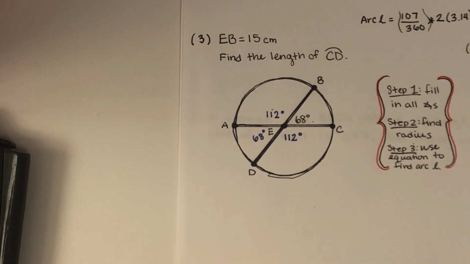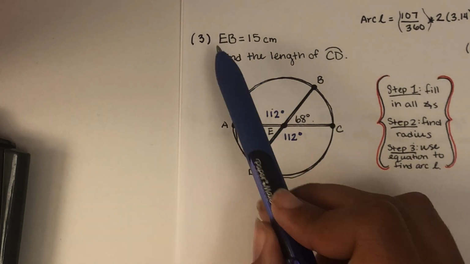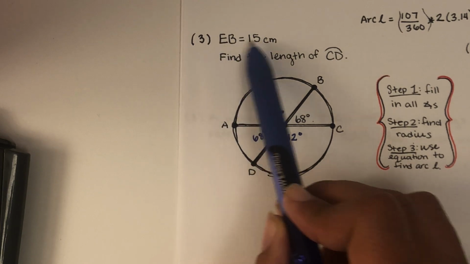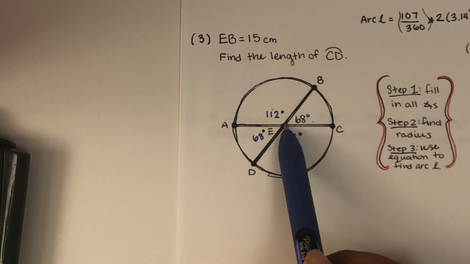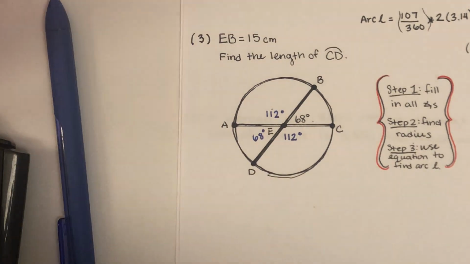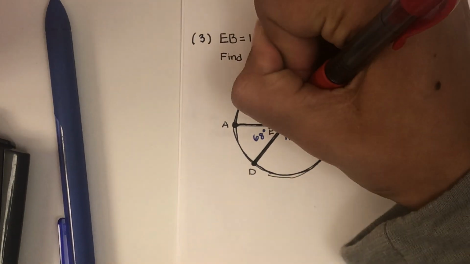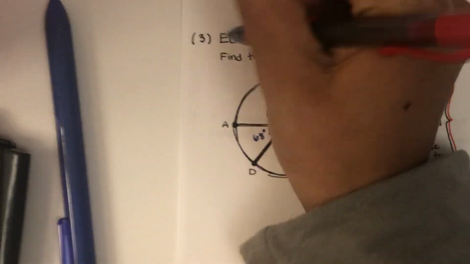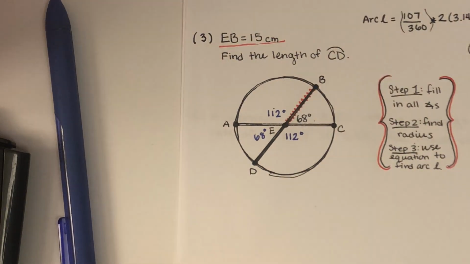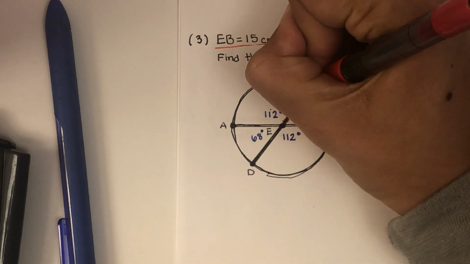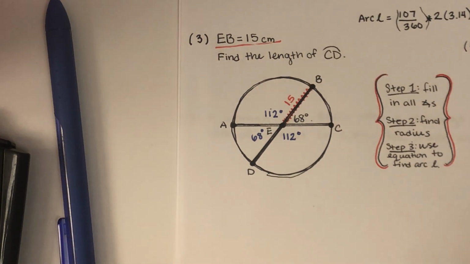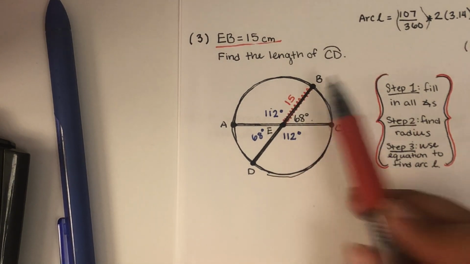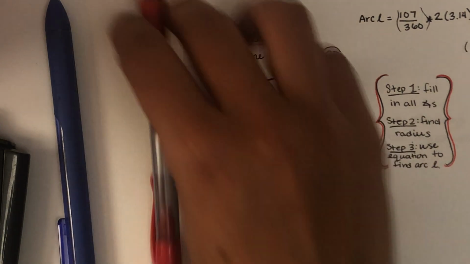Find the radius. So right here it says from E to B is 15. From E to B, I'll do this in a different color. E to B, that's what this piece of information says. From E to B is 15, and that's our radius, right? It goes from the center to the outside. That means my radius is 15.